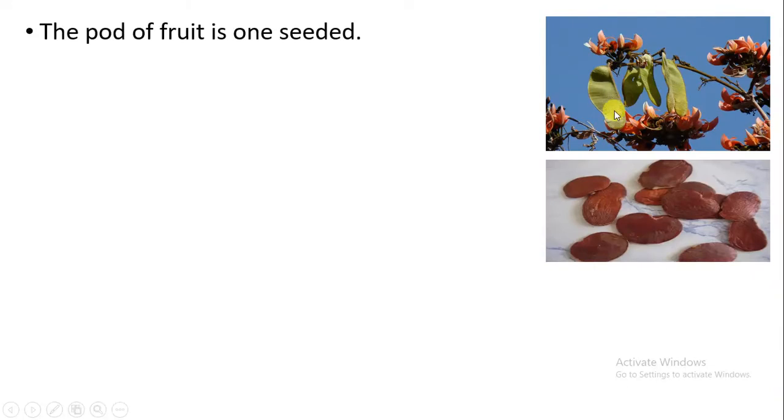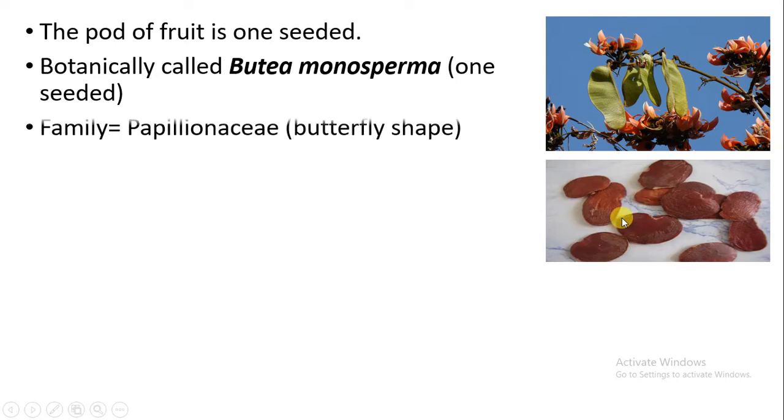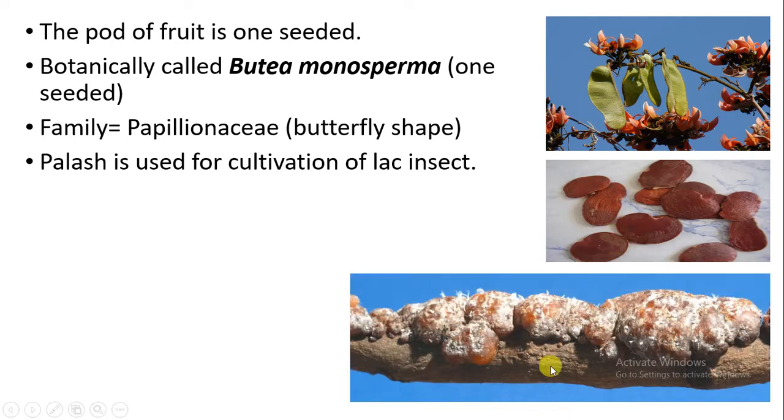When we talk about the fruit, it is pod shaped and has one seed. The scientific name is Butea monosperma. Monosperma means one seeded, and they belong to the family Papilionaceae, butterfly shaped. Palash is useful for cultivation of the lac insect.